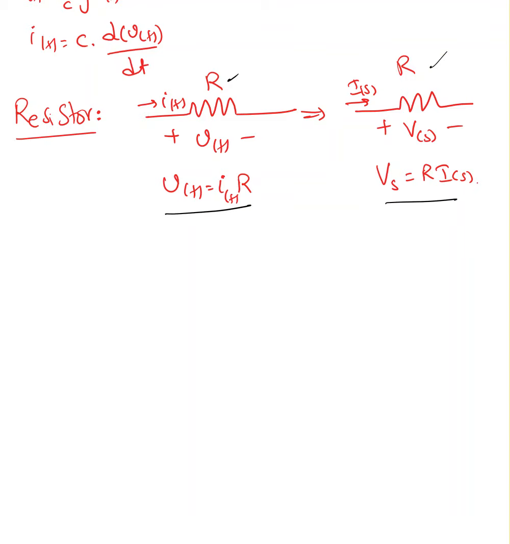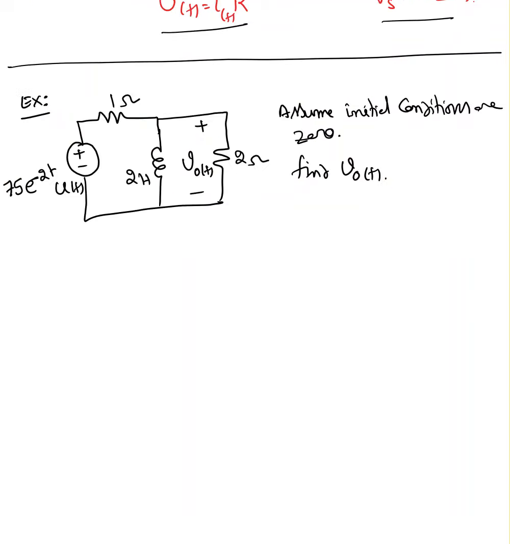Now I'm going to go with a simple example. So here is an example, a series parallel combination circuit. Given source voltage is 275 times e to the power of minus 2t u(t), where u(t) is the unit step function, 1 ohm, 2 Henry and 2 ohms. Our goal is finding V0 of t, and here he also mentioned to assume initial conditions are 0.